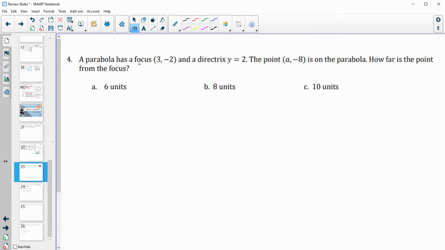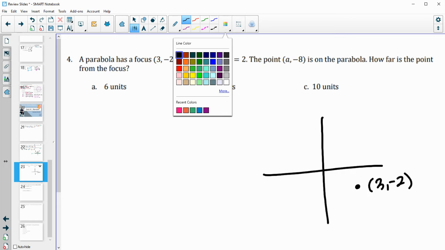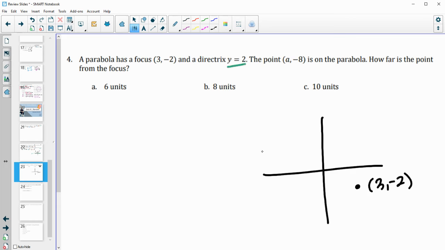Number 4, a parabola has a focus of 3, -2, and a directrix of y equals 2. The point A, -8 is on the parabola. How far is the point from the focus? So for this one, I'm just going to sketch this out so we can look at this. We've got the point 3, -2 here. And then the directrix is at y equals 2. So that's going to be here.